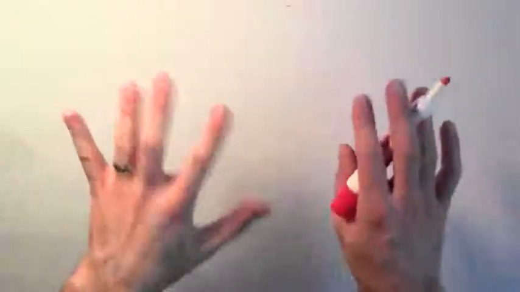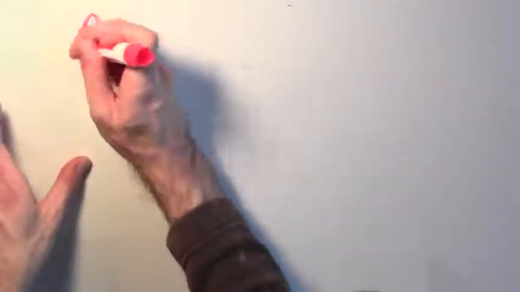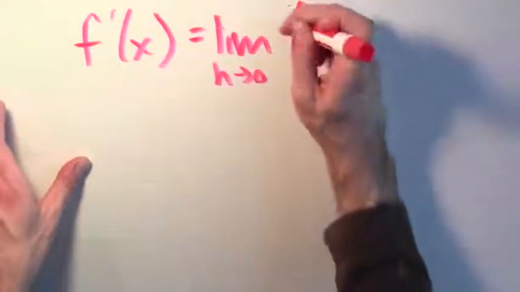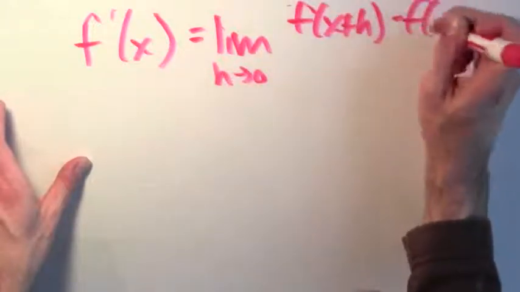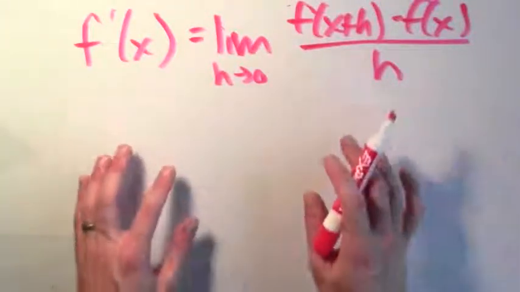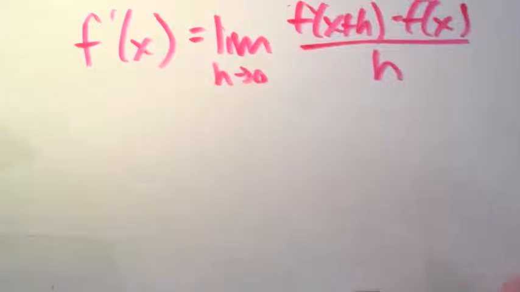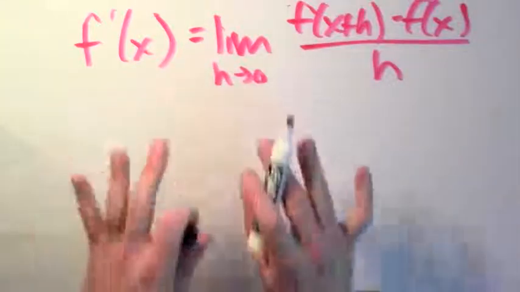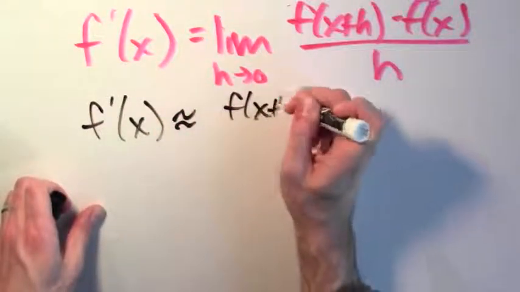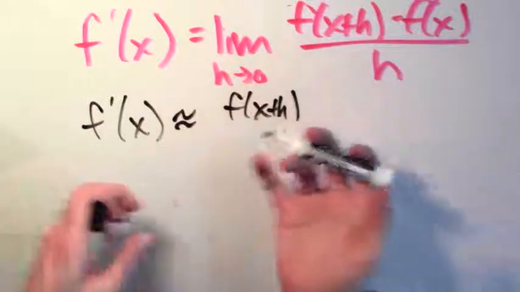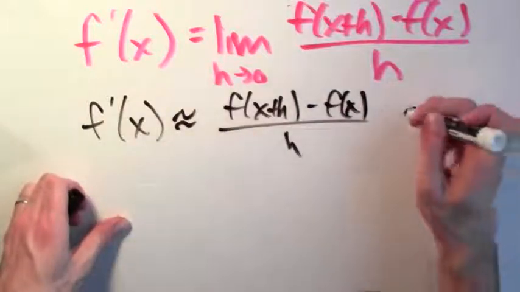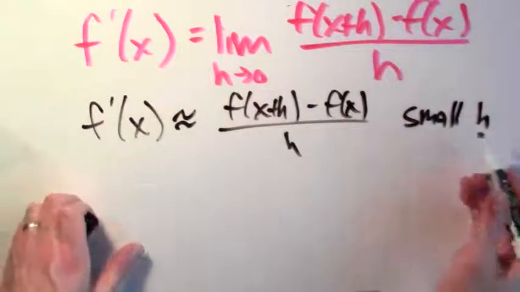Well, let's think back to the definition of derivative, right? What's the definition of derivative? The derivative of f at x is the limit as h approaches 0 of f of x plus h minus f of x all over h, right? That's the definition of derivative. Now, how does that help us here? Well, if I just pick some value of h, an actual value of h that's not 0 but close to 0, then I get that f prime of x should be approximately f of x plus h for that small but non-zero value of h minus f of x over h. So this is approximately equal as long as h is small.